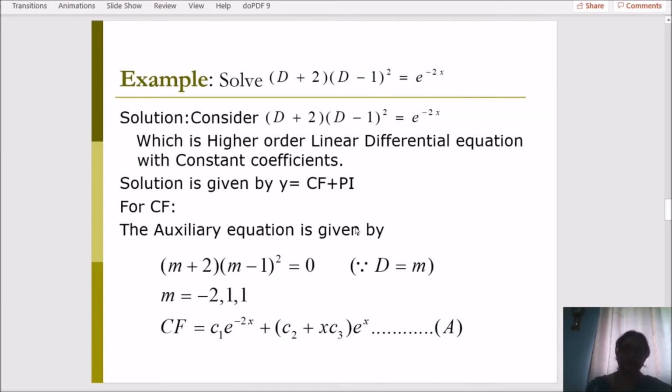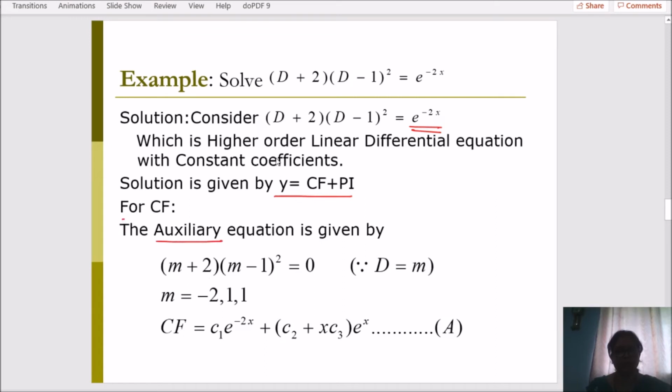Now we consider here one example which is based on case of PI 1. Now here right hand side of this equation is e to the power minus 2x, which is the higher order differential equation. Therefore solution is given by y equal to CF plus PI. Now first we find out CF. We write down the auxiliary equation.